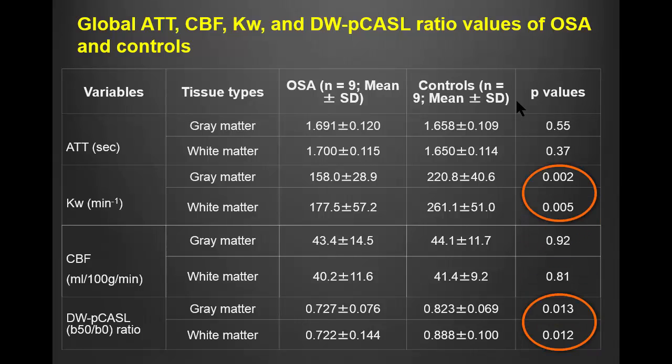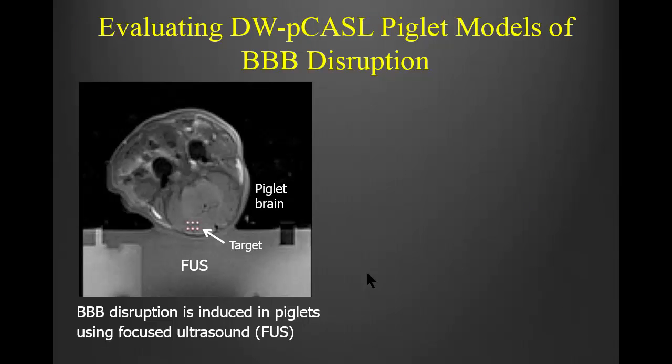Again, just repeating my last slide, you can see the transit time is on the order of 1.6 to 1.7 seconds, not much different. However, kW is reduced, and the ratio is also reduced from 0.8 to 0.7. CBF is not significantly different. So this is probably the first clinical evidence that shows this technology may be feasible.